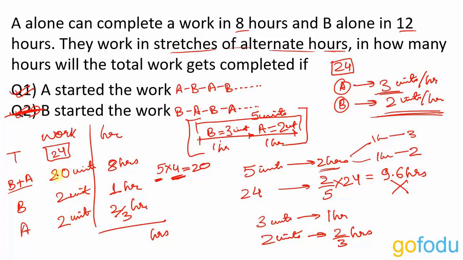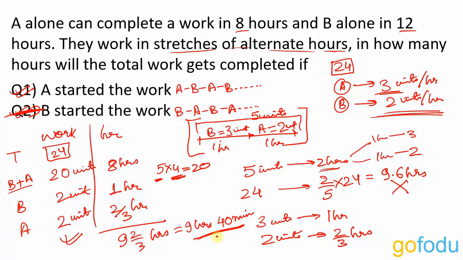So total 24 units of work is done now, and time taken is 8 plus 1 plus 2 by 3, that is 9 2 by 3 hours, which can be written as 9 hours, and this 2 by 3 could be converted to minutes. 2 by 3 into 60, that is 40 minutes. So 9 hours and 40 minutes.